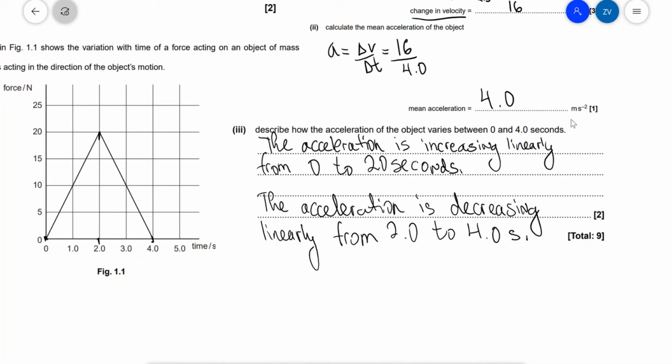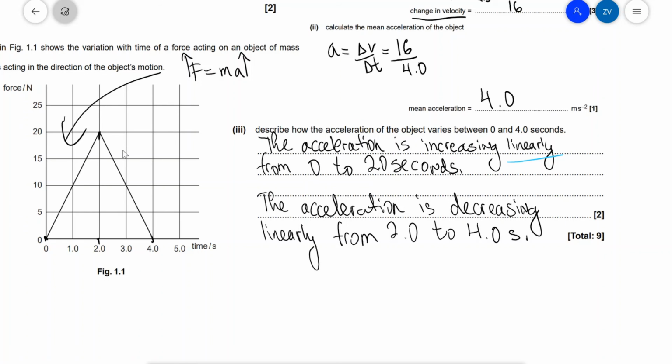Okay guys, and here is the solution to the last question. Describe how the acceleration of the object varies between 0 and 4.0 seconds. Now, first of all, between 0 and 2 seconds, the force is increasing. Now, if the force is increasing, because F is equal to ma, the acceleration is also increasing. So in that first region, the acceleration is increasing. It's also increasing linearly, and that's really important to note.